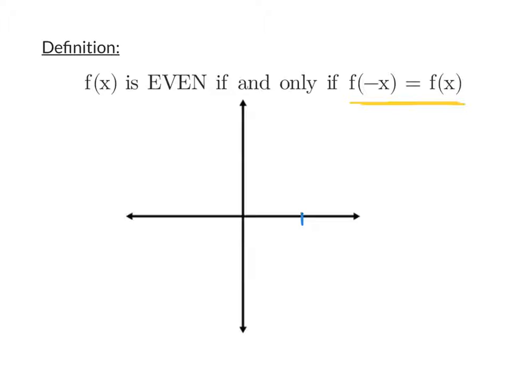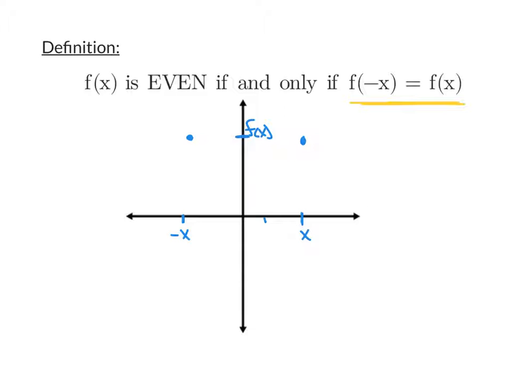Well, it means that if I have some x coordinate on the graph, then its y coordinate is going to be f of x, so it'll be right here. What I'm saying is that if I go just as far in the opposite direction, so I'm looking at negative x, its y value will also be the same. It'll be equal to that f of x.